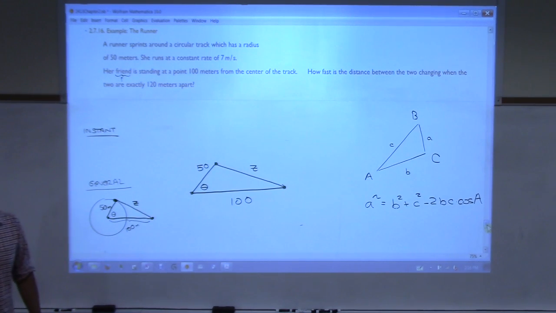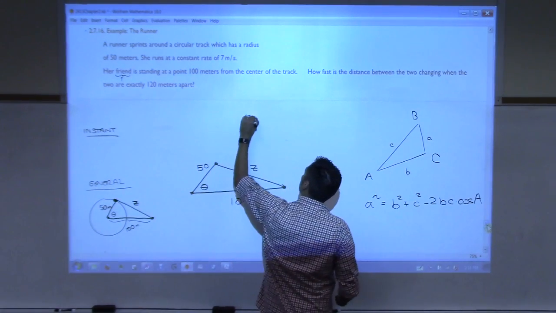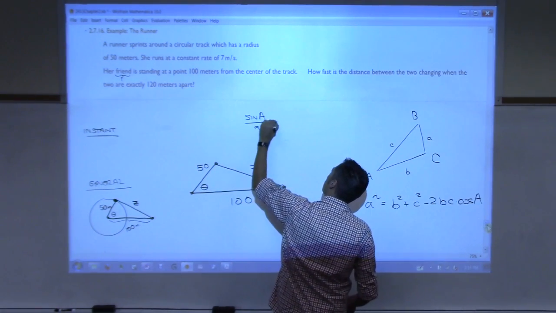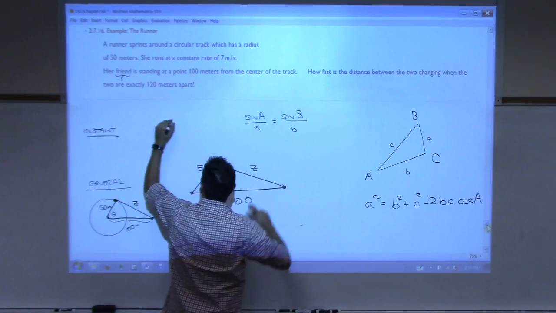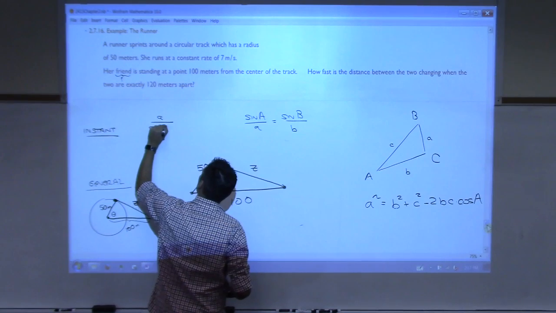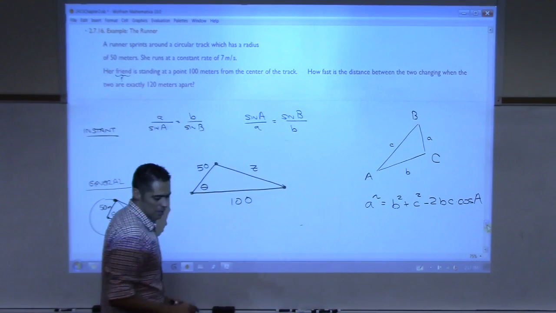Now, why not law of sines? Law of sines says this. Sine A over little a equals sine B over little b. And you can also flip them over. You could say a over sine A must equal b over sine B. Why can't I use that? Because that looks like a cleaner formula.